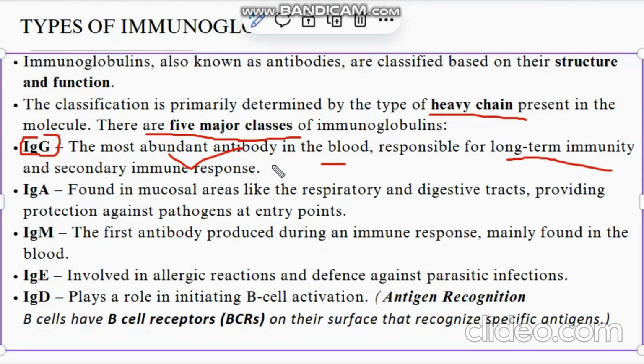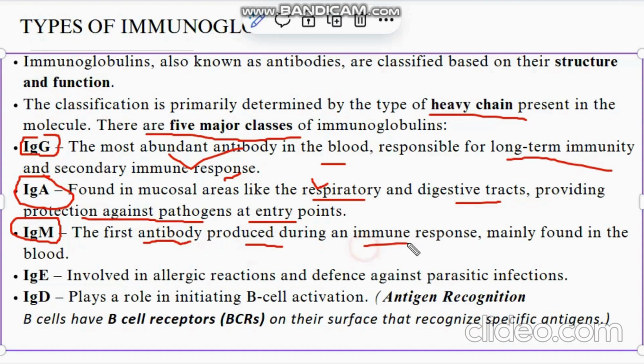And the next one is IgA antibodies. It is found in mucosal areas like the respiratory and digestive tract, and it gives protection against the pathogens in these areas. And the next one is IgM antibody. It is the first antibody which is produced during any immune response. Means whenever an infection occurs in the blood, the first antibody which gets activated is IgM. It is mainly found in blood.